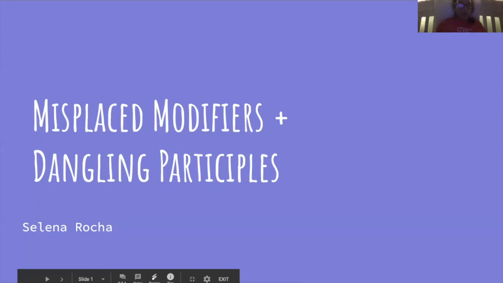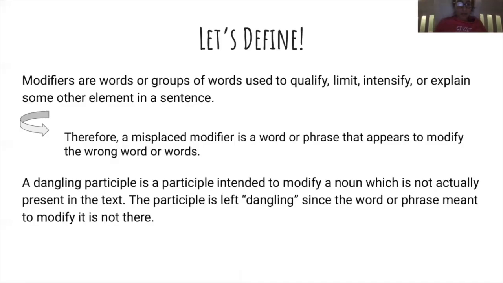So misplaced modifiers and dangling participles. So let's define. First, modifiers are words or groups of words used to qualify, limit, intensify, or explain some other element in a sentence. Therefore, a misplaced modifier is a word or phrase that appears to modify the wrong word or words. I'll show some examples of what I mean in a minute.